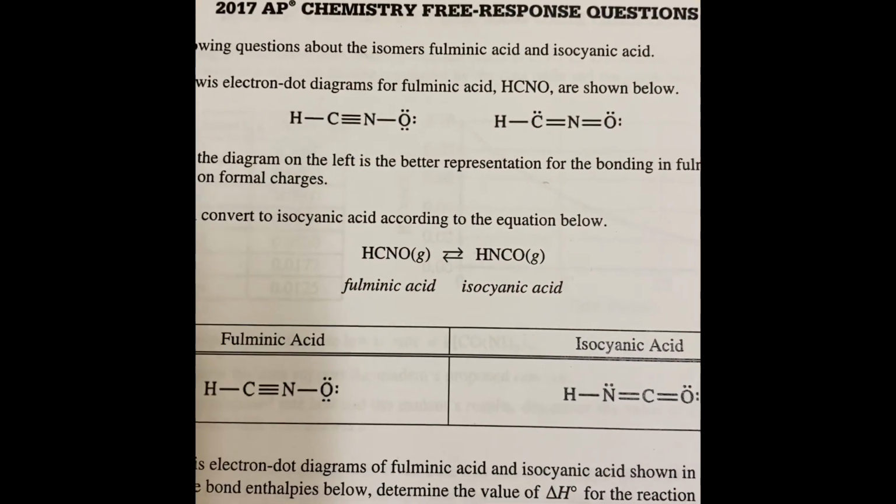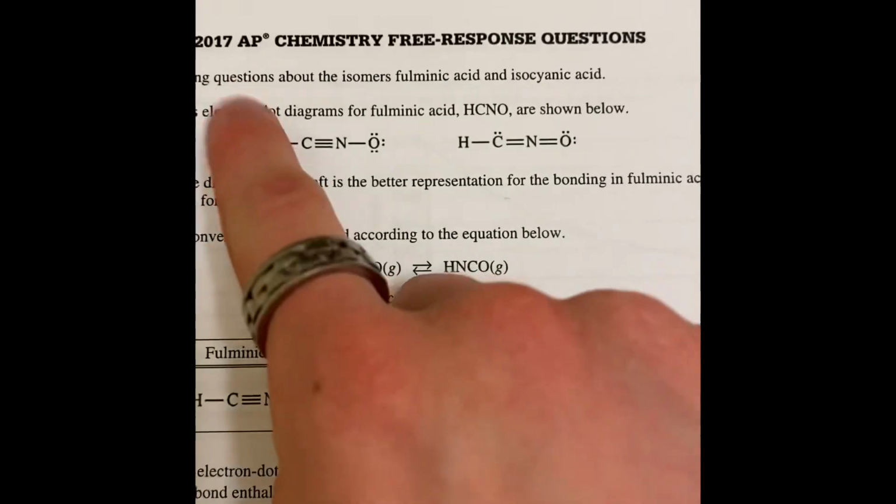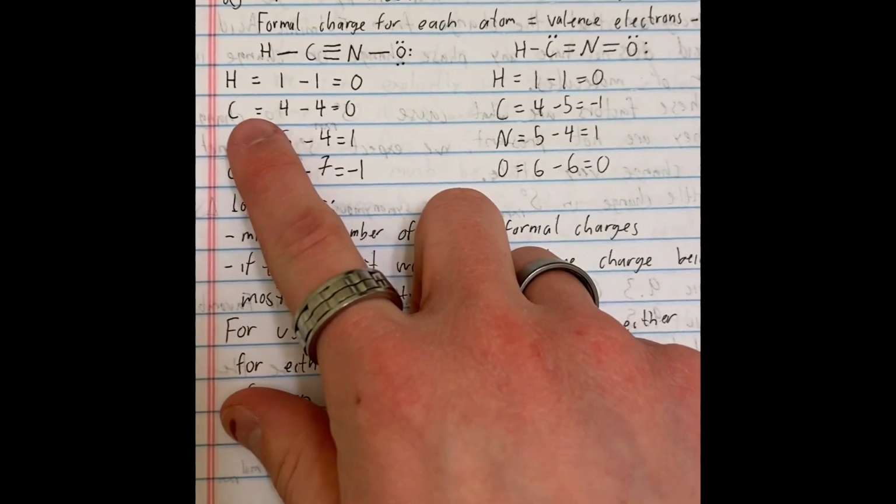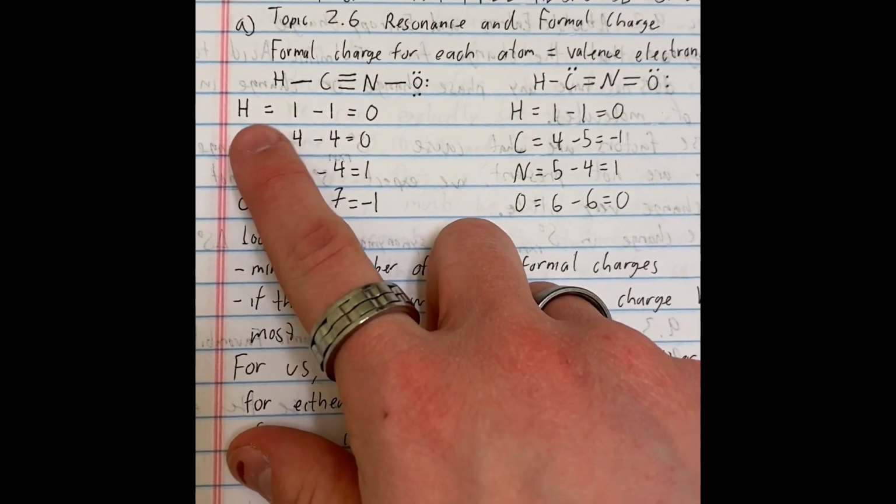In this topic, we learned that the formal charge for each atom in a molecule is the number of valence electrons that atom normally has, minus the number of assigned electrons it has in the Lewis dot diagram. For our example, we are looking at these two Lewis dot diagrams. So if we transfer them over here, we can look at the formal charge of hydrogen, for example.